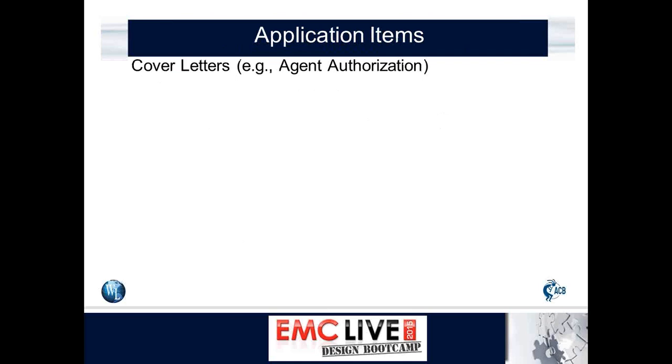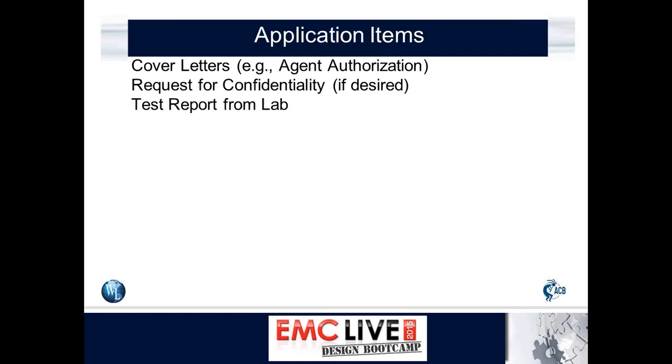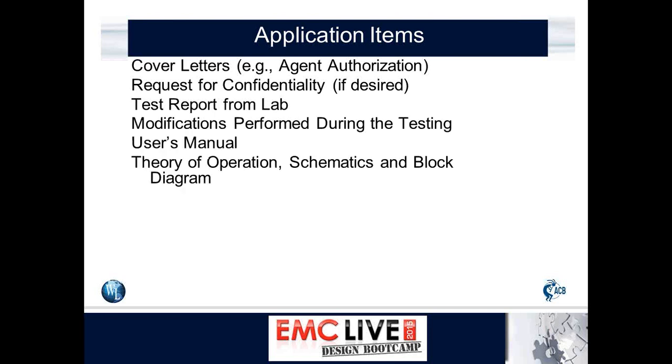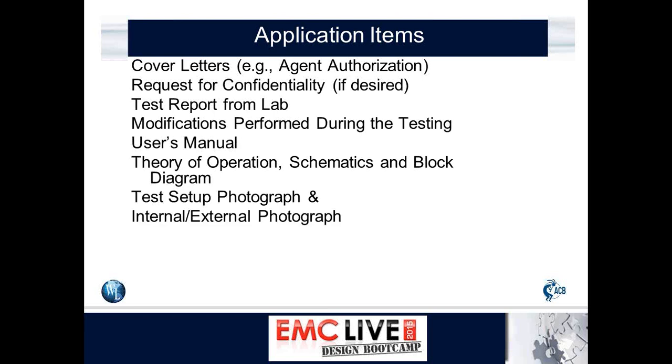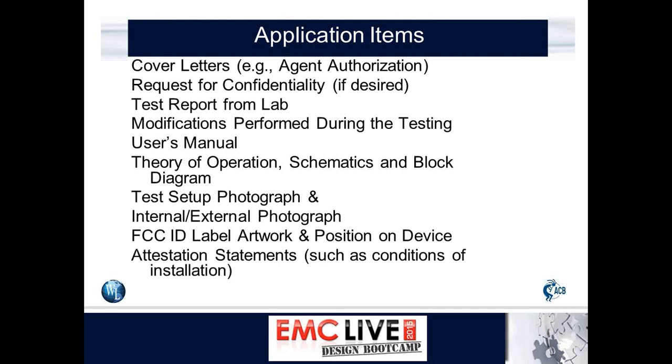Application items: you have to have a series of cover letters, a request for confidentiality if you want it, a test report from the laboratory, modifications performed during testing, user's manual, theory of operations, schematics, block diagrams, test setup photos, internal and external photos, FCC ID label artwork and position on the device, and attestation statements such as the conditions of the installation.